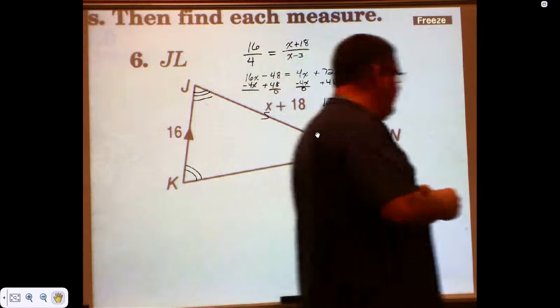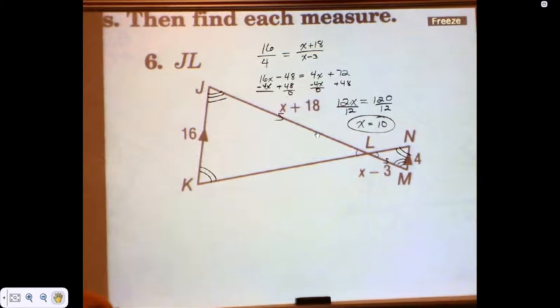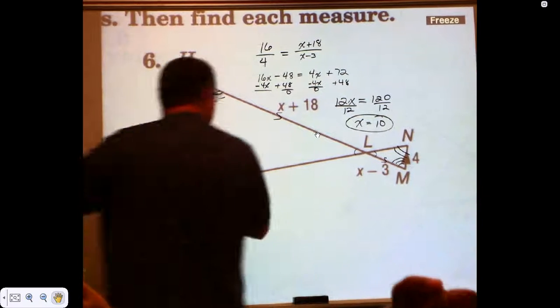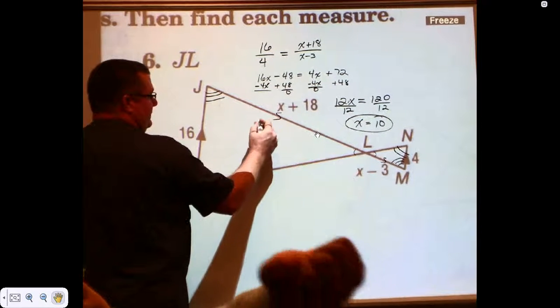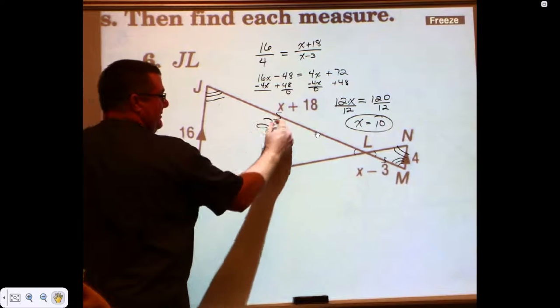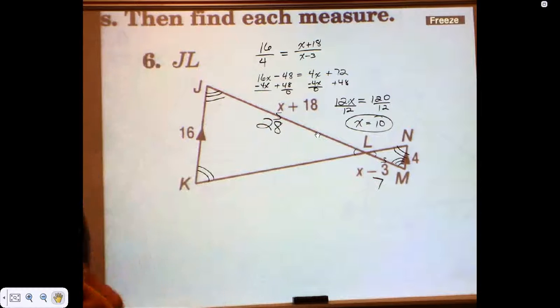Is that what they asked for? They asked for each length. They asked for each measure. So what's the measure of this one right here, if x is 10? Okay, what's the measure of this one then, if x is 10?